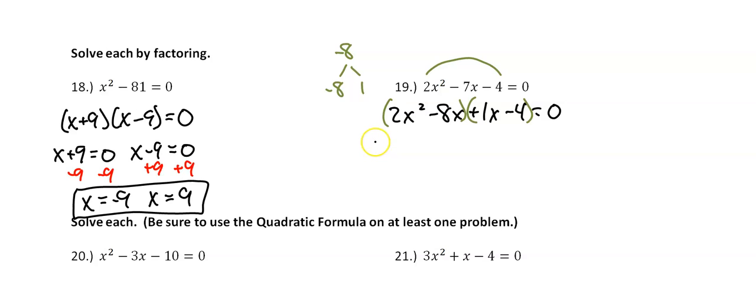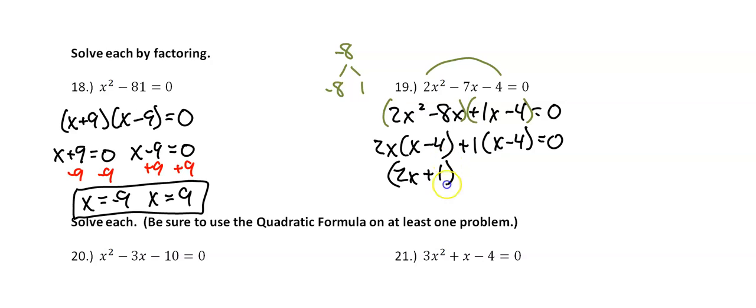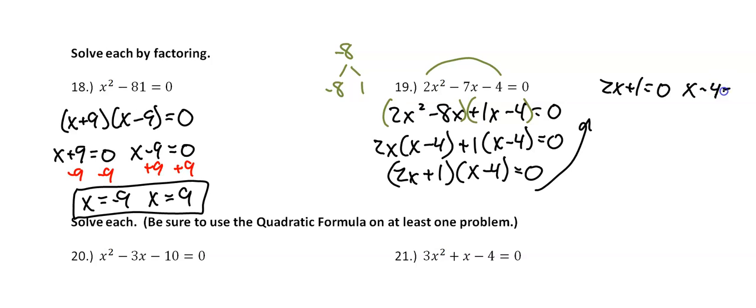Out of the first group, I can factor out a 2x. That leaves me with an x minus 4. Out of the second group, remember with factoring by grouping, I have to factor something out. So I'm going to factor out a 1, which leaves me with an x minus 4. And so now my two factors are the 2x plus 1 and the x minus 4. And now from here, I have to set each of those equal to 0. So I do the 2x plus 1 equals 0. I do the x minus 4 equals 0.